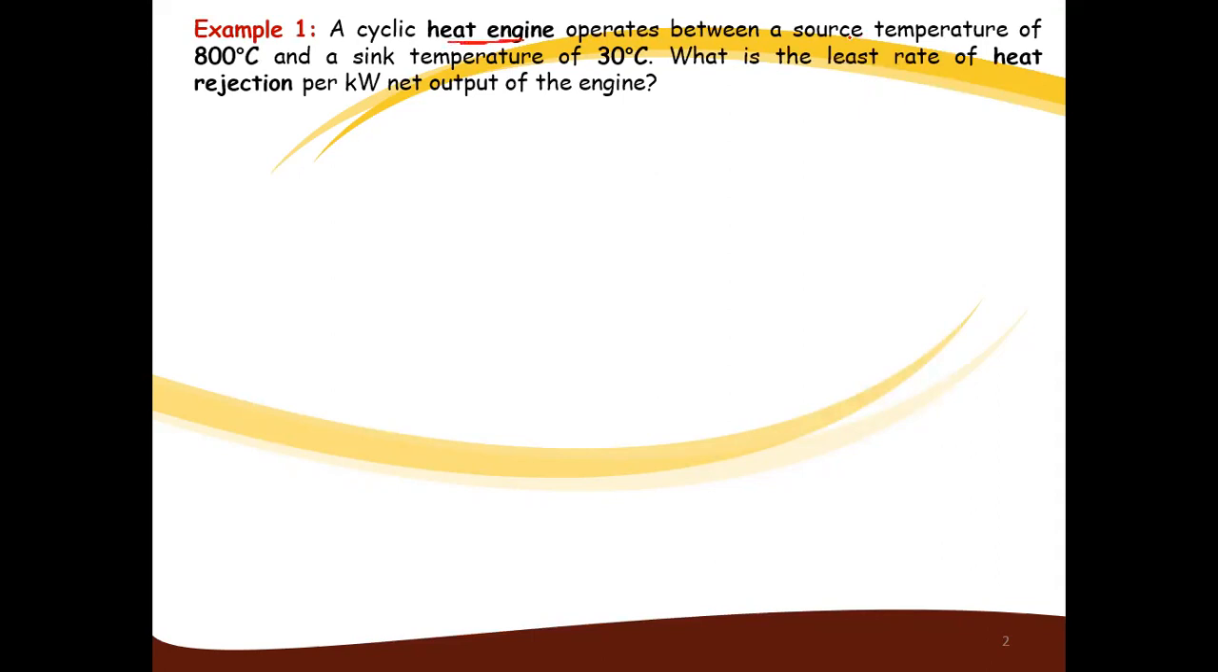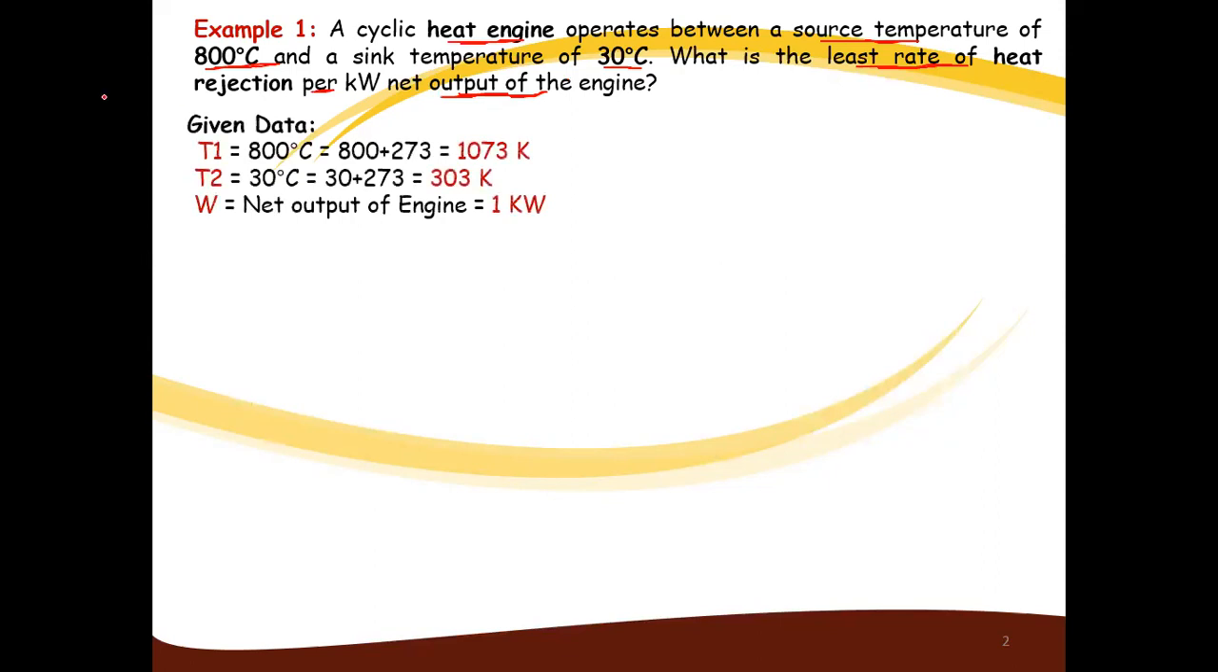operates between a source temperature of 800 degrees Celsius and a sink temperature of 30 degrees Celsius. What is the least rate of heat rejection per kilowatt net output of the engine? So this is the problem. What will be the least rate of heat rejection per kilowatt of net output work of the engine? So it is for 1 kilowatt.